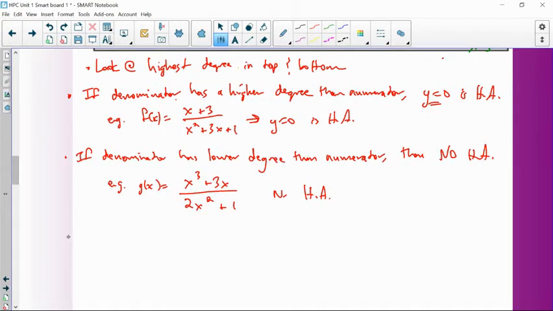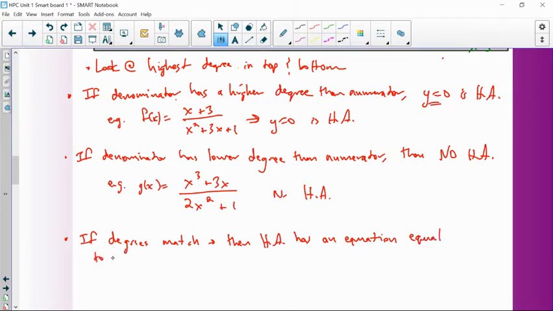Okay, now, sometimes there'll be a tie, if the degrees match. If degrees match, then there is a horizontal asymptote, and the horizontal asymptote has an equation equal to the ratio of the coefficients. I'll show you what I mean by that with an example.